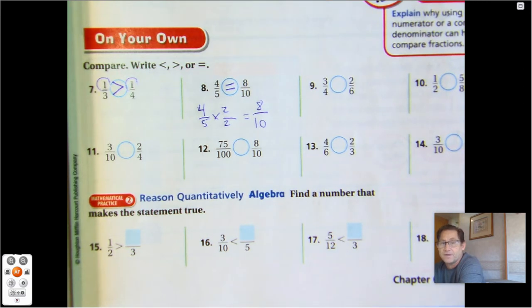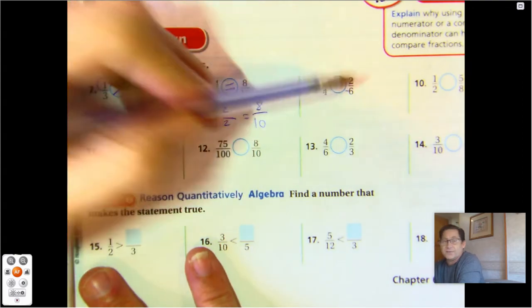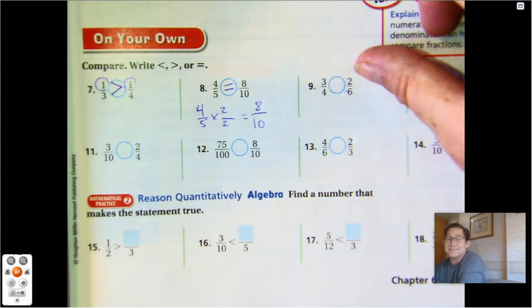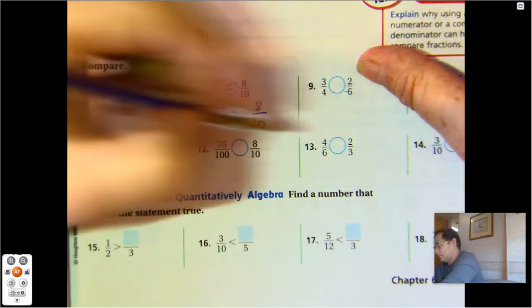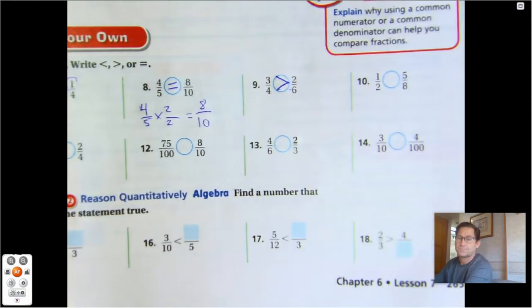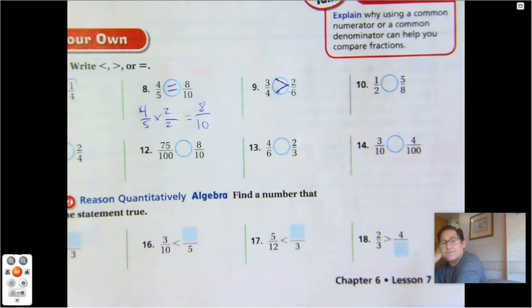3/4 and 2/6. I can use comparing to a half here. Okay? Because half of 6 is 3/6. So 2/6 is less than a half. 3/4, that's greater than a half because 2/4 is 1/2. So 3/4 is larger. 1/2 and 5/8. I can use the benchmark 1/2 for this one because what's half of 8? 4. So 5/8 is greater than 1/2. So if 5/8 is greater than 1/2, it's got to be bigger than 1/2.